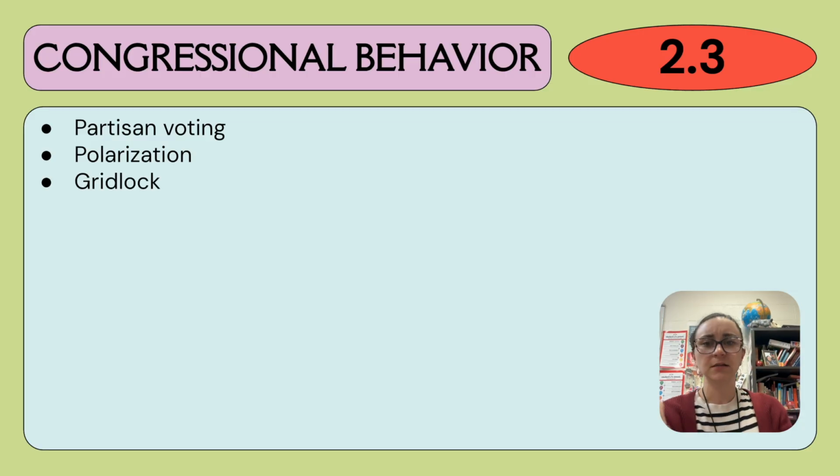2.3 is the idea of how Congress behaves, right? What do they do? How do they do things? And so partisan voting and polarization basically just means what we were talking about with the whips, right? That people vote with their party. Sometimes that makes sense, but sometimes that can lead to what we call gridlock. Gridlock is the idea that we are stuck in legislative traffic and no one wants to move. And so we're all just sitting and honking at each other, basically.